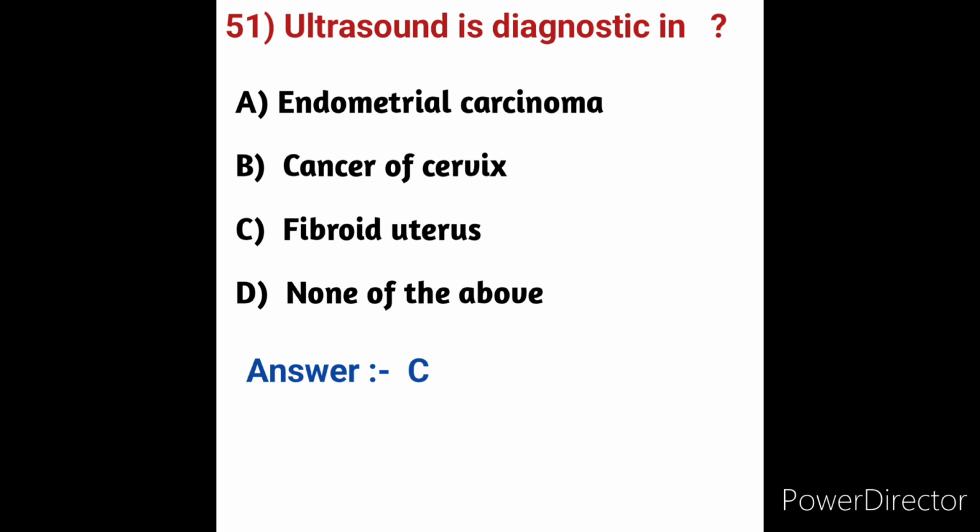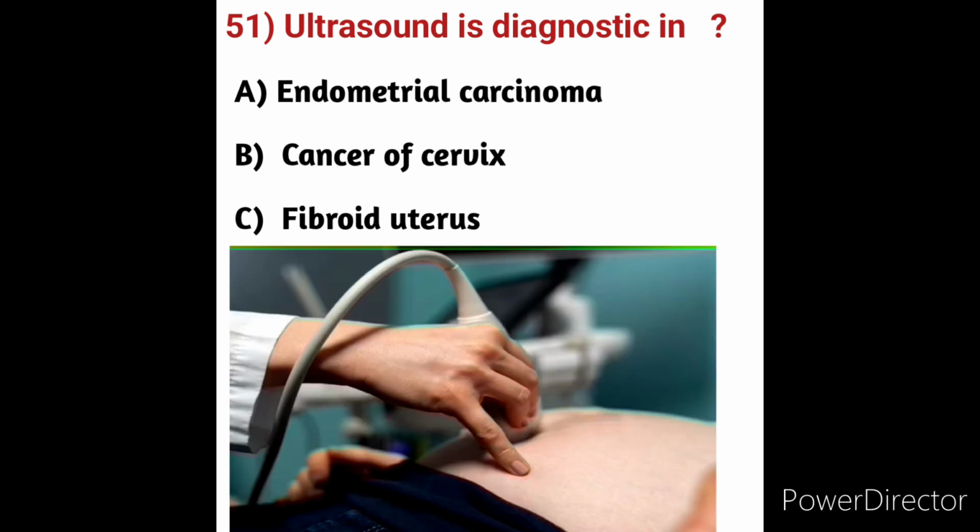Diagnostic ultrasound, also called diagnostic sonography, is an imaging method that uses sound waves to produce images of the structures within our body and provide information related to the internal parts of the body, for example, liver, kidneys, heart, bladder and the female reproductive system. Here the ultrasound is diagnostic, option C is the correct answer, fibroid uterus. Here we can see in this picture ultrasound scanning.